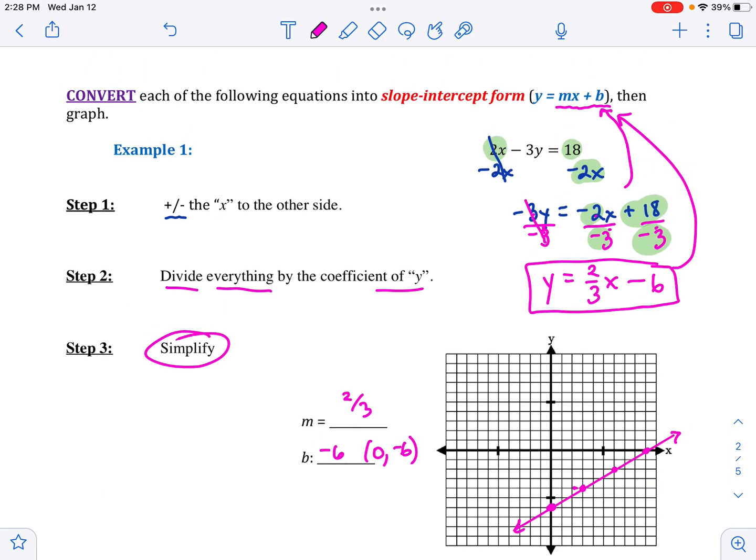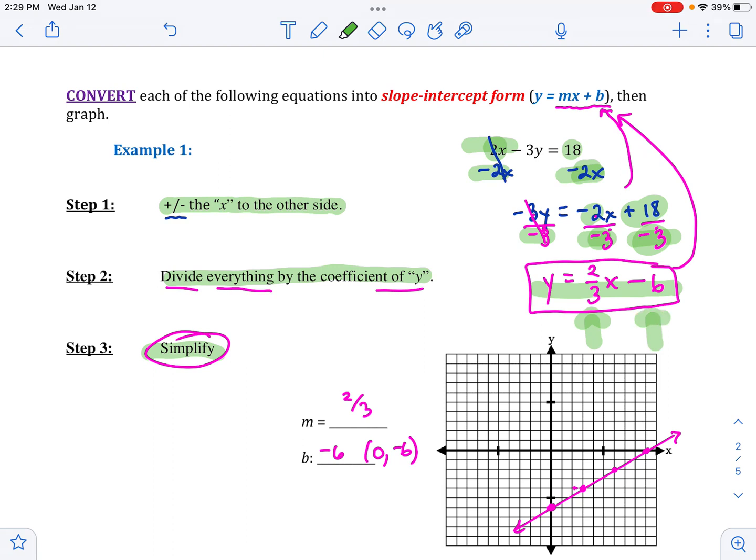All right, so a quick review. Number 1. The very first thing we want to do is add or subtract the x to both sides. We subtracted the 2 because the 2 was positive to begin with. Then we divide everything by the number in front of y. So we divided by the -3. And then after that, we simplify. Okay? We simplified the numbers when we could. Once it's written in slope-intercept form, we identify the slope and the y-intercept and use them to graph.